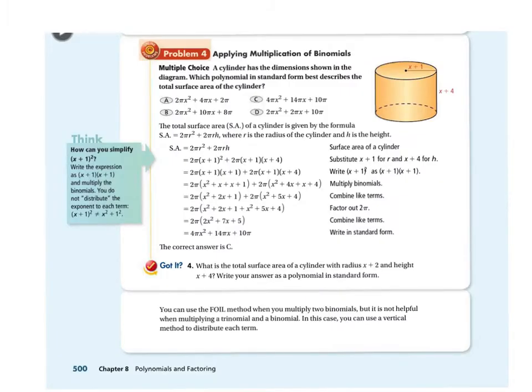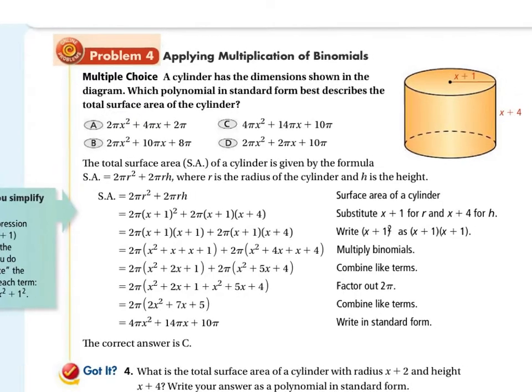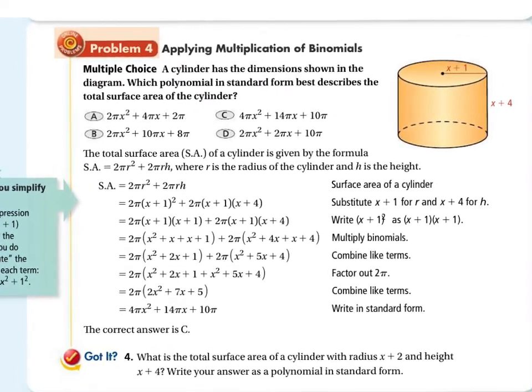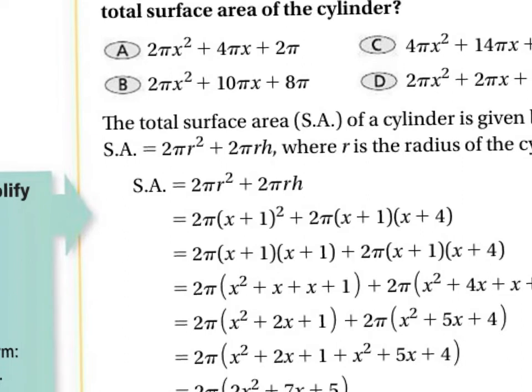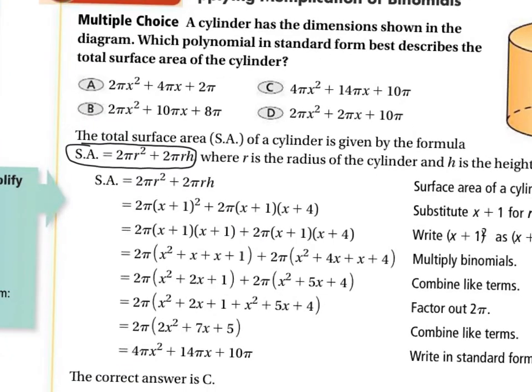Problem 4, we have a cylinder. They're giving us the dimensions there, and the question is which polynomial in standard form best describes the total surface area of the cylinder. So surface area of a cylinder, here's our formula for that. We did that in 7th grade with this formula. 2 pi r squared, that's the area of the two circles, and then the 2 pi r h is the part around the outside, kind of the curved part on the cylinder, which actually unfolds as a rectangle.